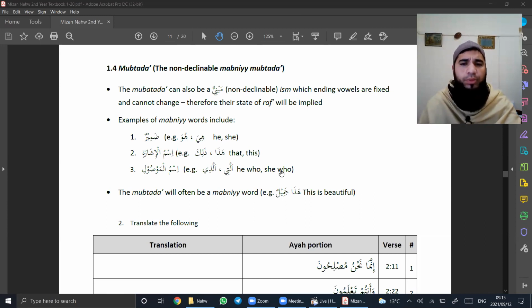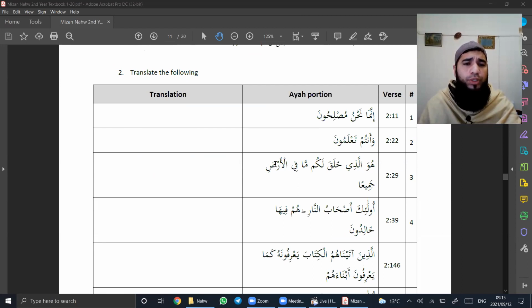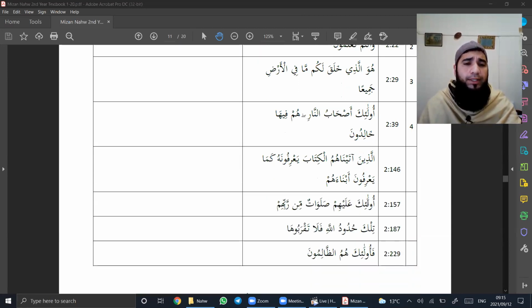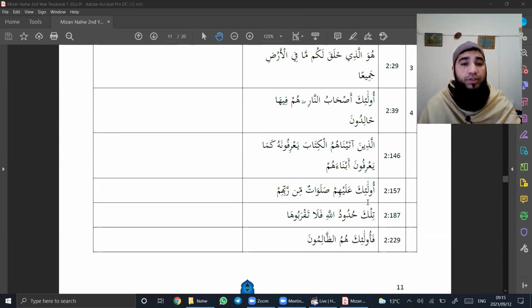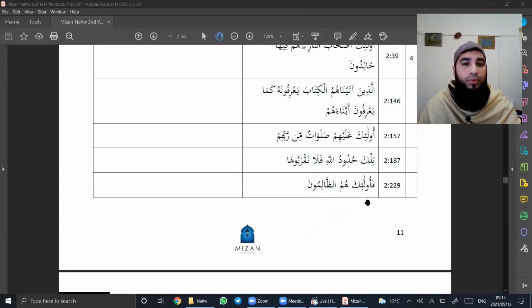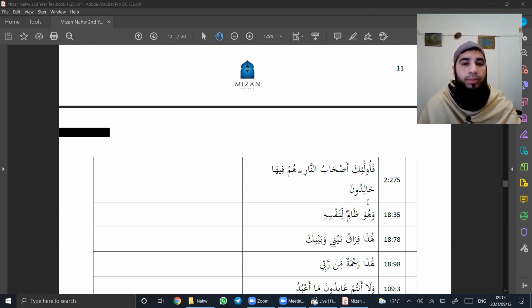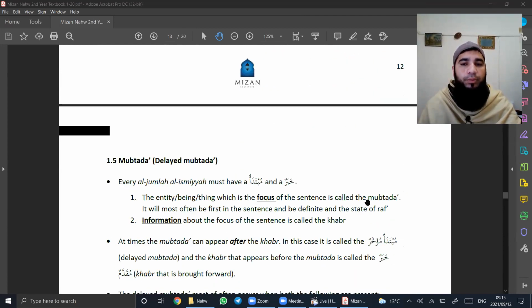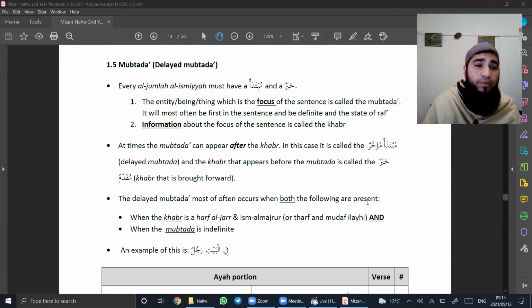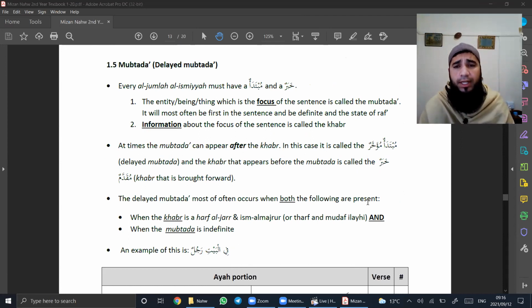Right? And then we just went through the examples when we translated the sentences, and we looked at identifying the mubtada in each of these sentences, which were formed with mubtadas that were mabni. Right, so we completed that. Now we move on to our next lesson. Firstly, are there any questions on any of the earlier work before we move on? Nothing? Okay. Now we move on to the next lesson about the mubtada, bithnillah ta'ala.